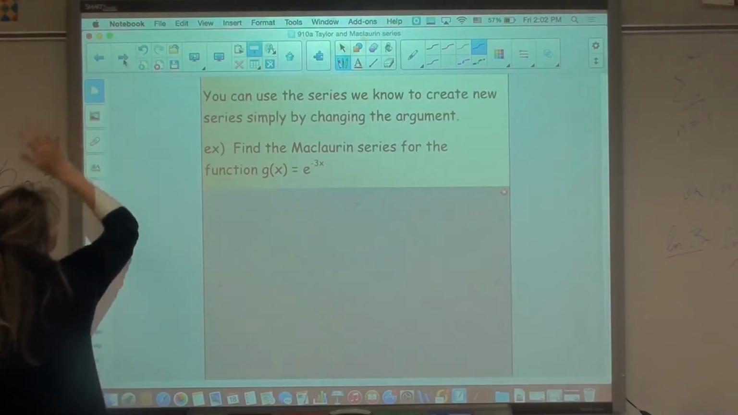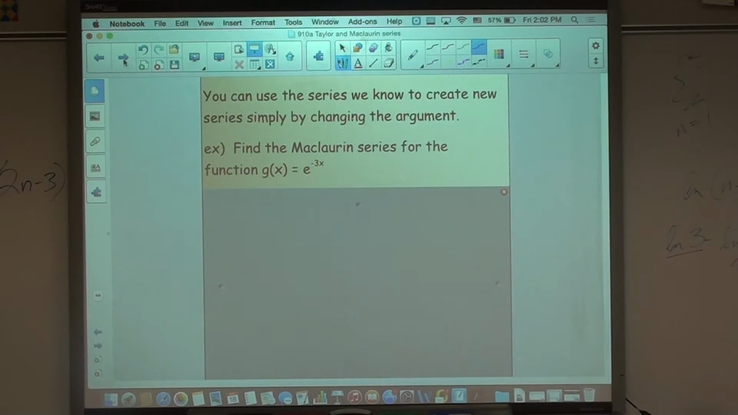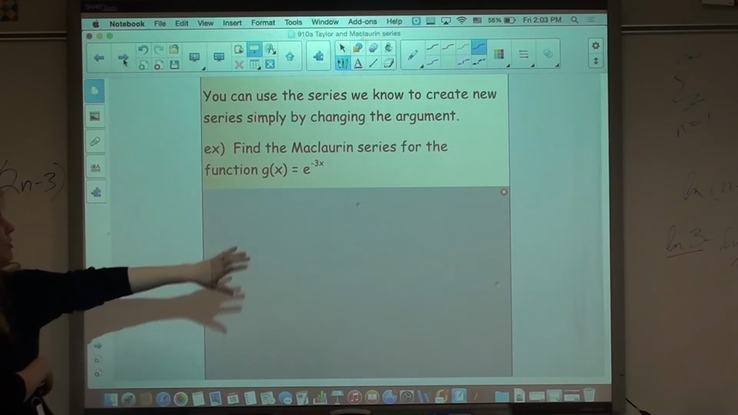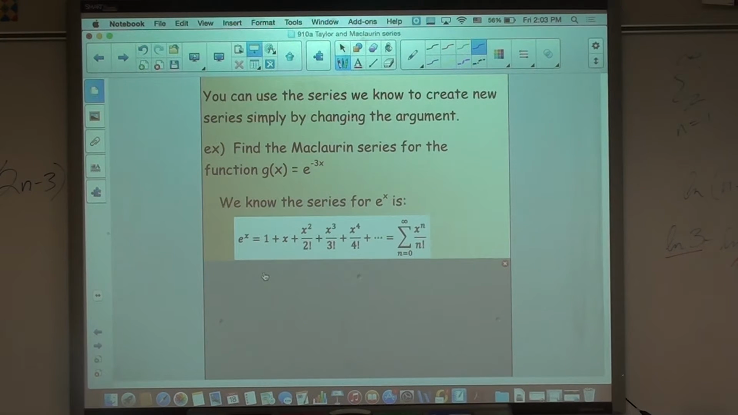Here's how you're going to use them. You can use the series we know to create new series simply by changing the argument. For example, find the Maclaurin series for the function g of x equals e to the -3x. So let's start by knowing the Maclaurin series for e to the x. So there's the Maclaurin series for e to the x. How would you change this to a series for e to the -3x? Yeah, just change your x to a -3x. Everyone take a second to do that.